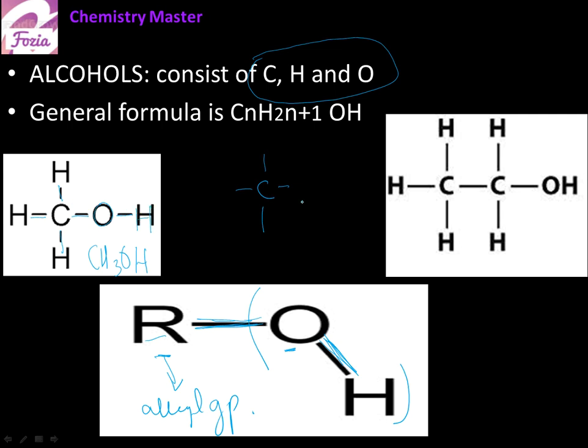Again, the next member of the alcohol family is ethyl alcohol, with the molecular formula C2H5OH. Again, you will be seeing and observing the tetravalency of this saturated carbon with the same functional group in it, hydroxyl.